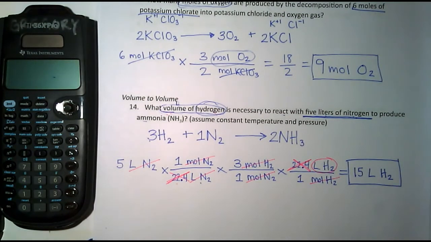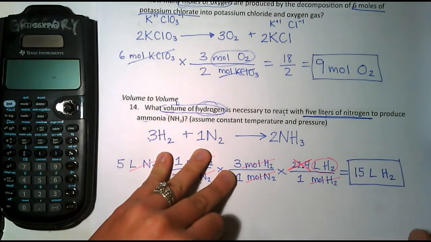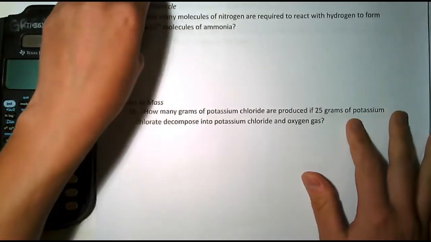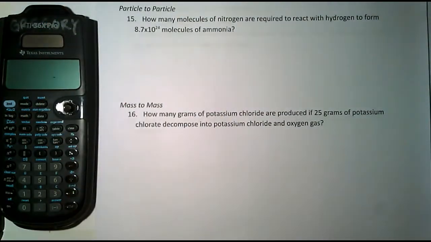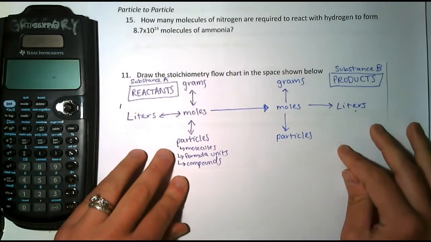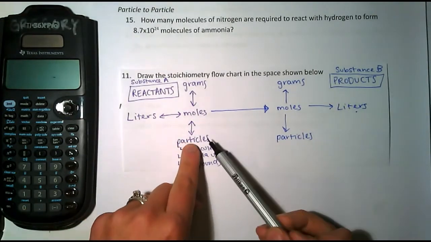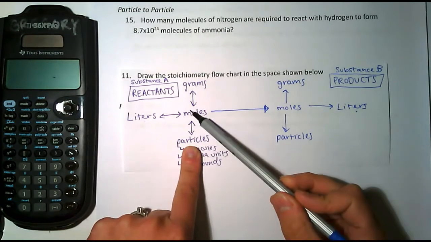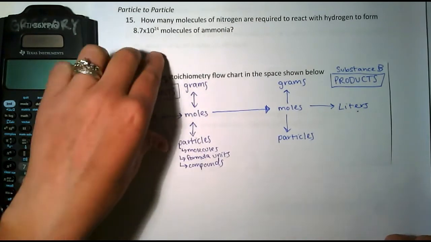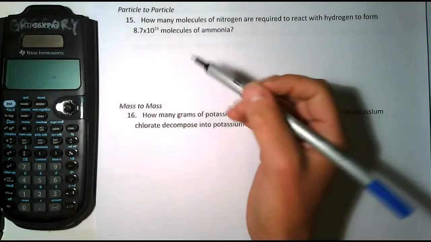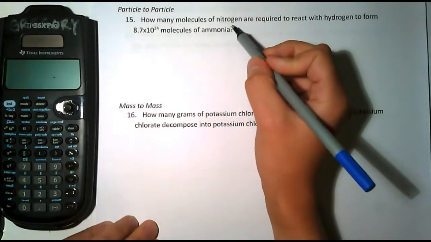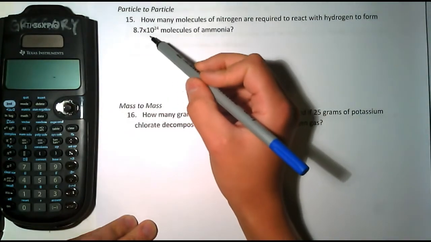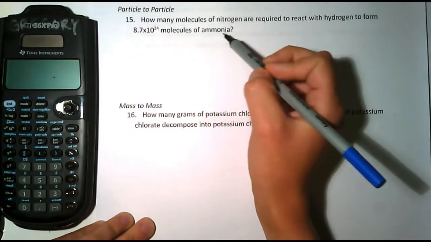All right, moving on to our next problem. Next we have some particle-to-particle conversions. So these conversions, if you have a particle-to-particle conversion, we're going to go from particles of one thing to particles of a different thing. So that's going to take 1, 2, 3 steps. So it says how many molecules of nitrogen are required to react with hydrogen to form 8.7 times 10 to the 24th molecules of ammonia.